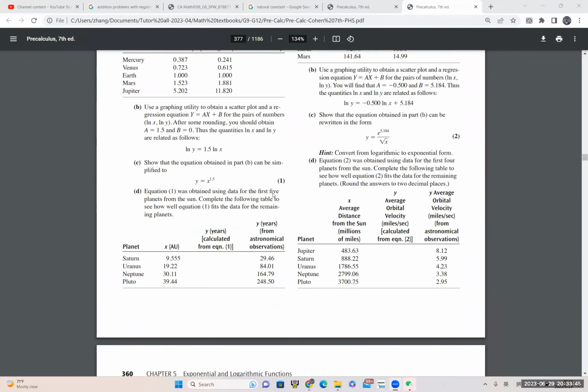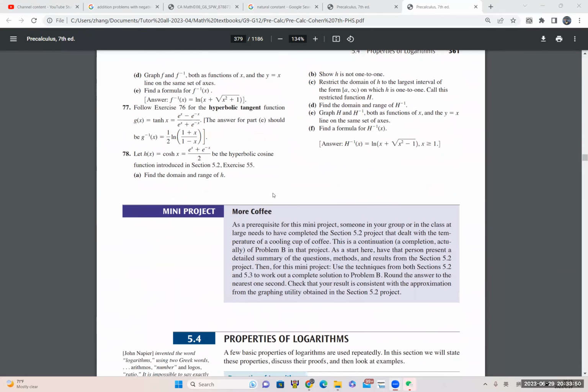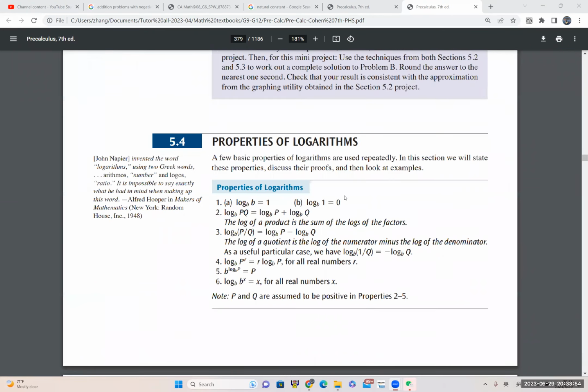Yeah, we have to pause. Property of inauguration. Okay.